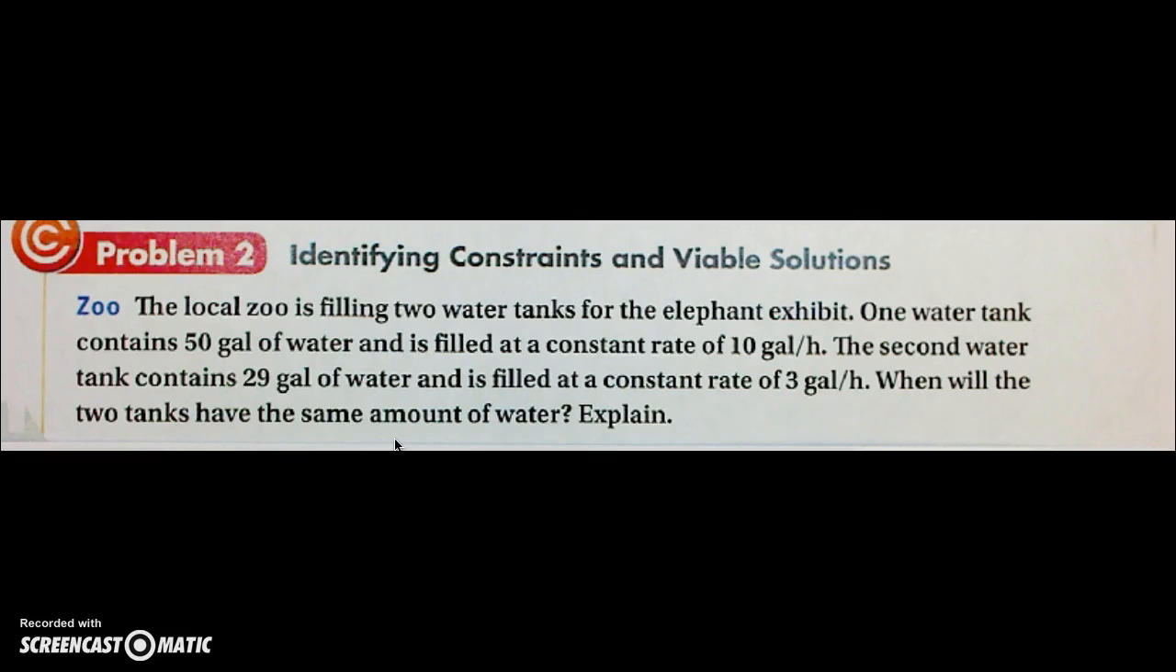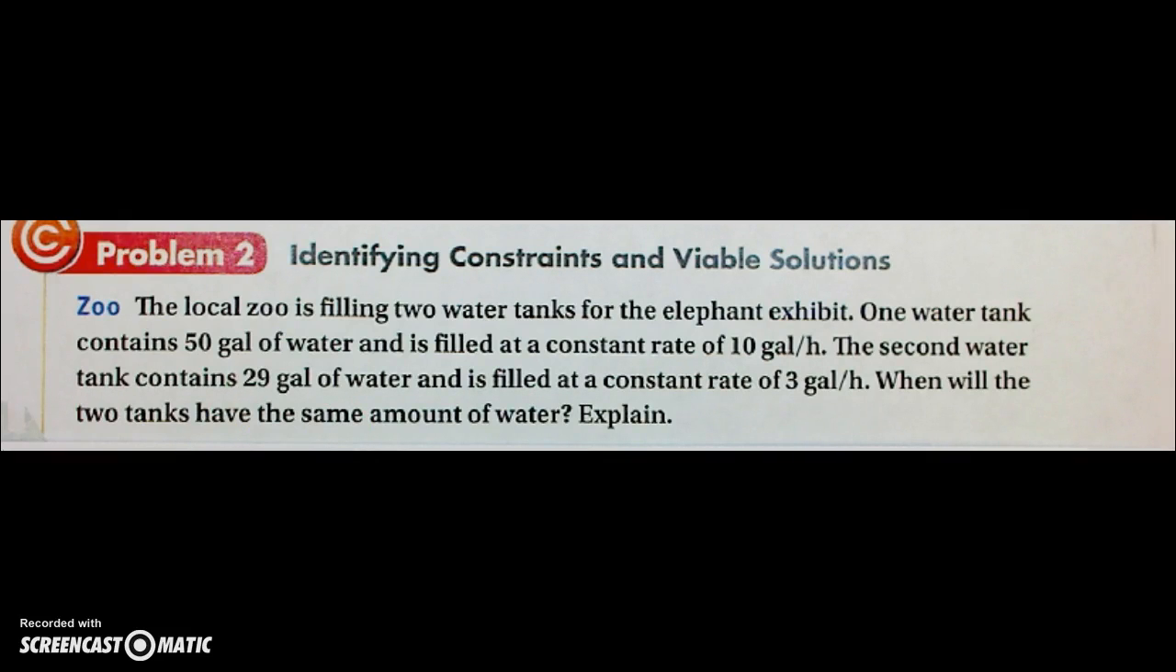Zoo. The local zoo is filling 2 water tanks for the elephants exhibit. One water tank contains 50 gallons of water and is filled at a constant rate of 10 gallons per hour. The second water tank contains 29 gallons of water and is filled at a constant rate of 3 gallons per hour. When will the 2 tanks have the same amount of water?